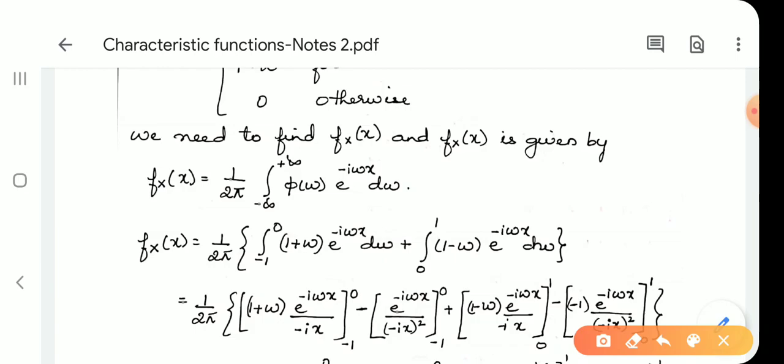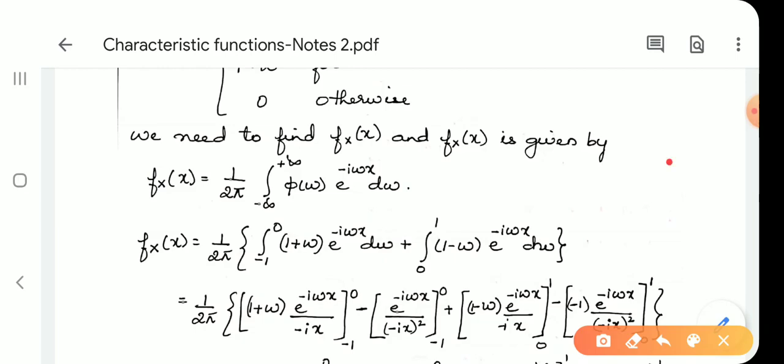To solve f_X(x), the formula is f_X(x) equals 1 by 2 pi, integral from minus infinity to plus infinity of phi of omega into e power minus i omega x d omega. So let us split the integral and rewrite it as 1 by 2 pi.